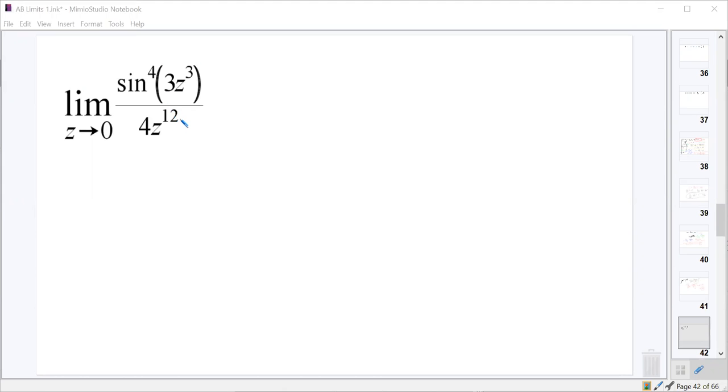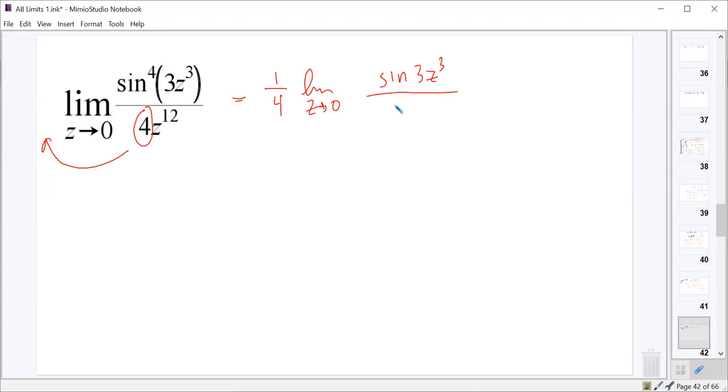That's actually probably not what I would do first. That's probably my second thing to go to here. First off, I think I'm going to just take this 4 in the denominator and pull it out, because that's going to make dealing with the exponents a little bit easier. So we're going to have 1/4 the limit as z approaches 0. Now I could rewrite this as sine of 3z cubed over z cubed, all being raised to the 4th.